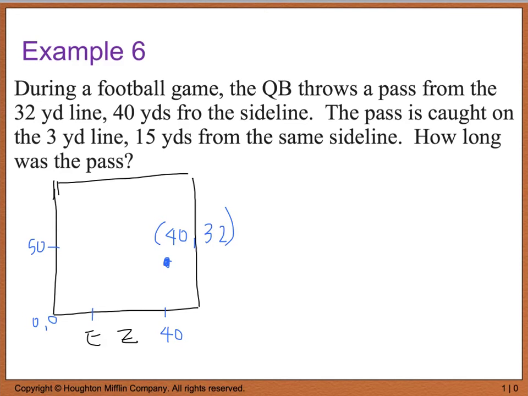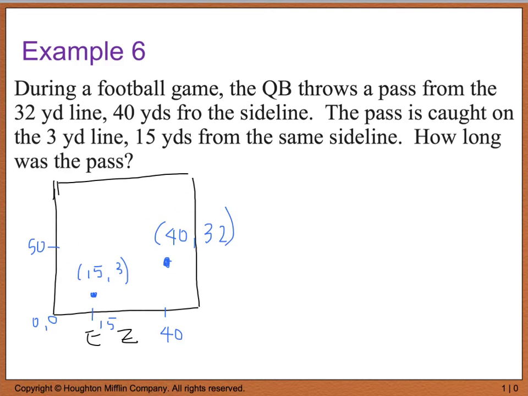Then the next sentence says the pass is caught on the 3-yard line 15 yards from the same sideline. So 15 yards off from that sideline is going to be roughly right here. And we said that it was on the 3-yard line, so we're going to be a lot closer to this end zone. So we'll say something like this. And this point now has the coordinates 15, 3.